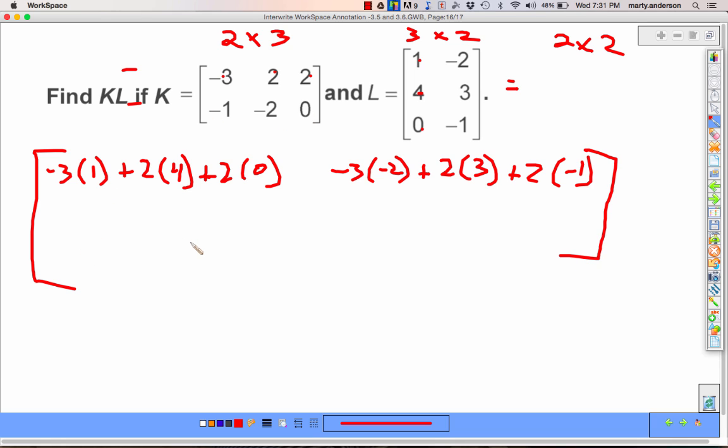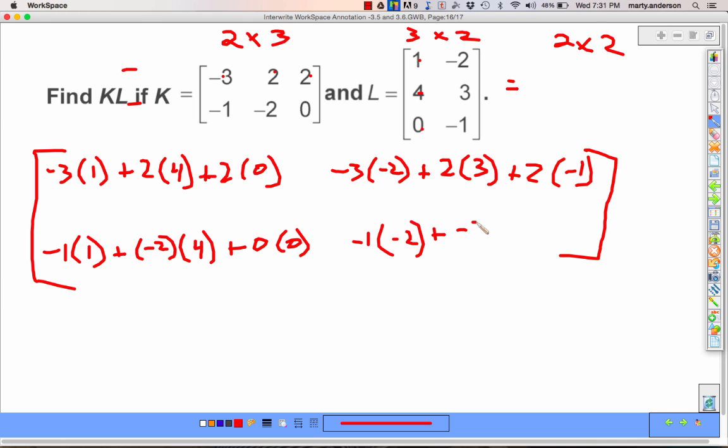Now we're in second row, first column. That gives me my second row, first column. See how that works? Negative 1 times 1 plus negative 2 times 4 plus 0 times 0. I can do that one without a calculator. Lastly, second row, second column: negative 1 times negative 2 plus negative 2 times 3 plus 0 times negative 1.